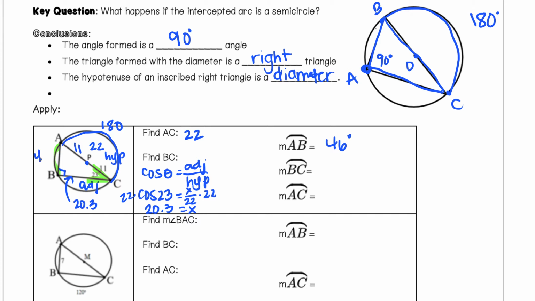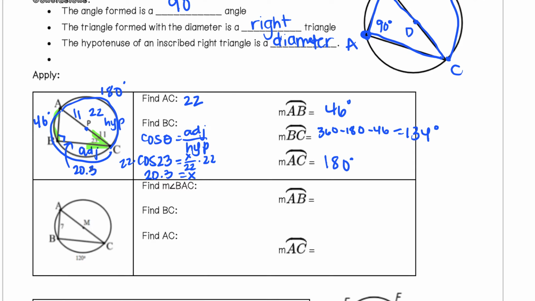I just found that this arc is 46. So in order to find the remaining, I would take 360 and subtract the 2 that I know. So 180 minus 46, and take that away from 360, and I'm left with a total of 134 degrees. Finally, my arc measure of AC, well, that's just connecting the other side of my diameter, so it's just another semicircle of 180.